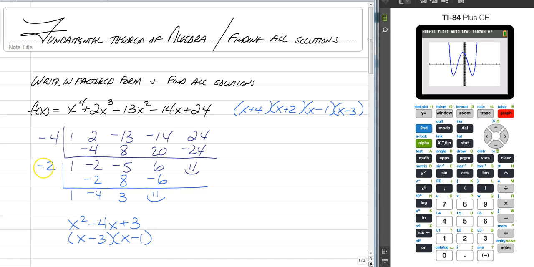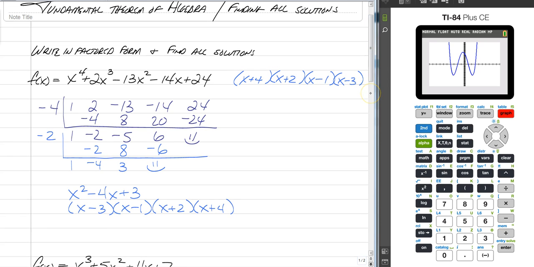But you can't forget about the zeros we used. We used the negative 2, which is x plus 2, and we used the negative 4, which came from x plus 4. And again, we have the exact same answer that we have over there. So then all you would have to do is list your solutions. So x is equal to the 3, the 1, the negative 2, and the negative 4 that we found.